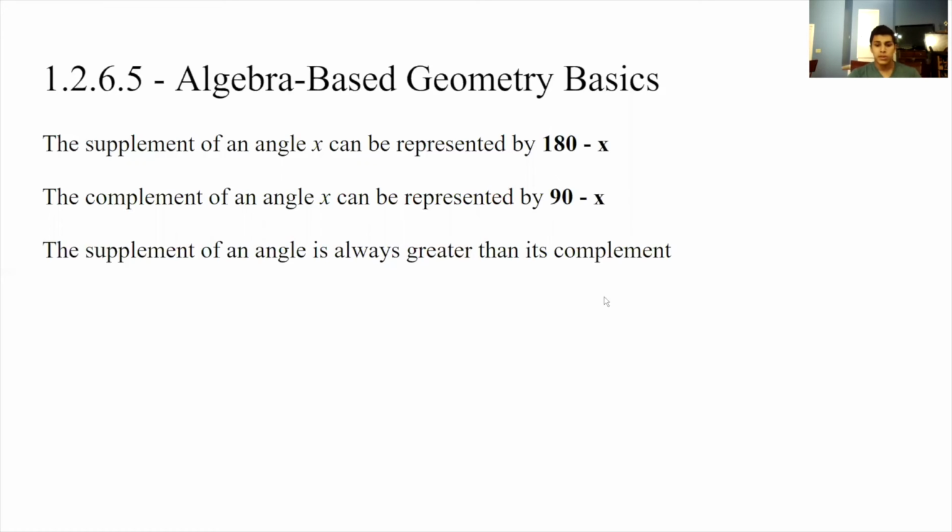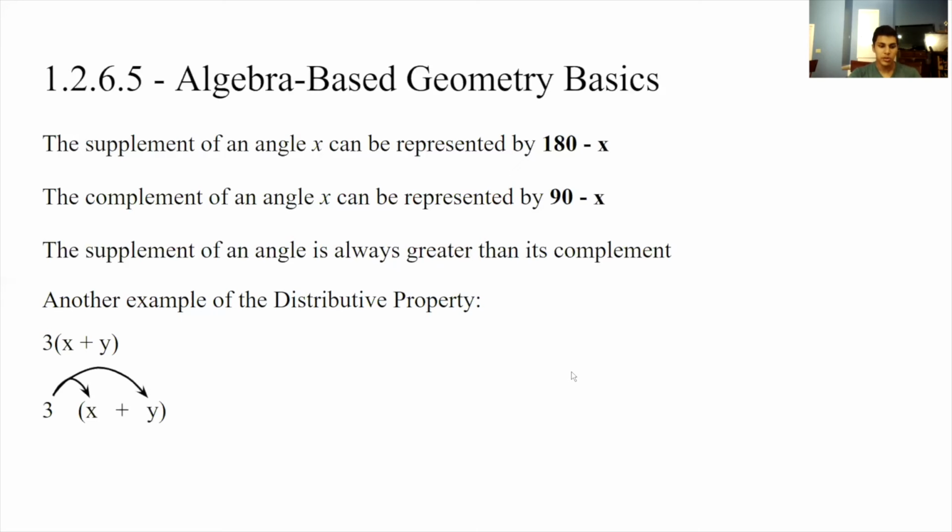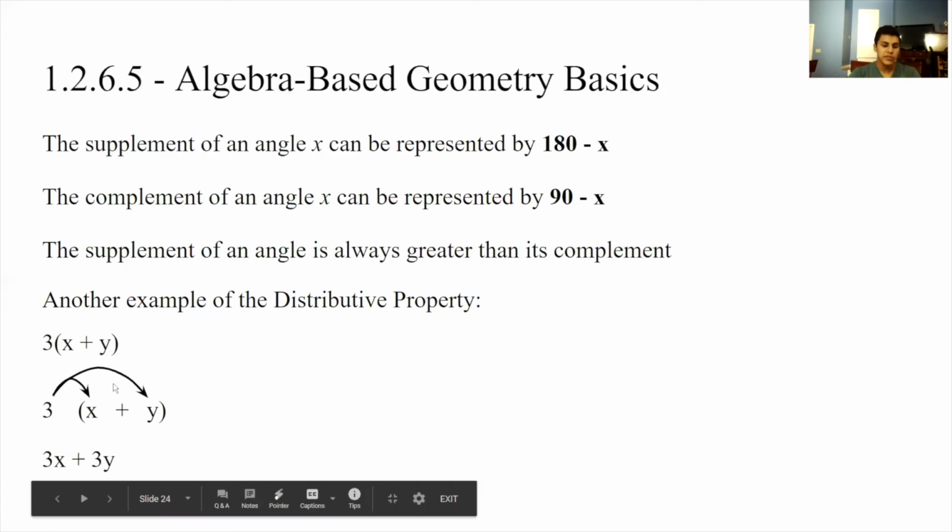And then before we get into the questions, I just wanted to go over the distributive property again, because you're probably going to have to use it for almost all of the algebra-based geometry questions that you encounter. So this is an example of the distributive property, where if you have 3 times x plus y, where x plus y is in parentheses, you can distribute that multiplication to each individual term. So in this case, you can distribute 3 times x and plus 3 times y to get 3x plus 3y.